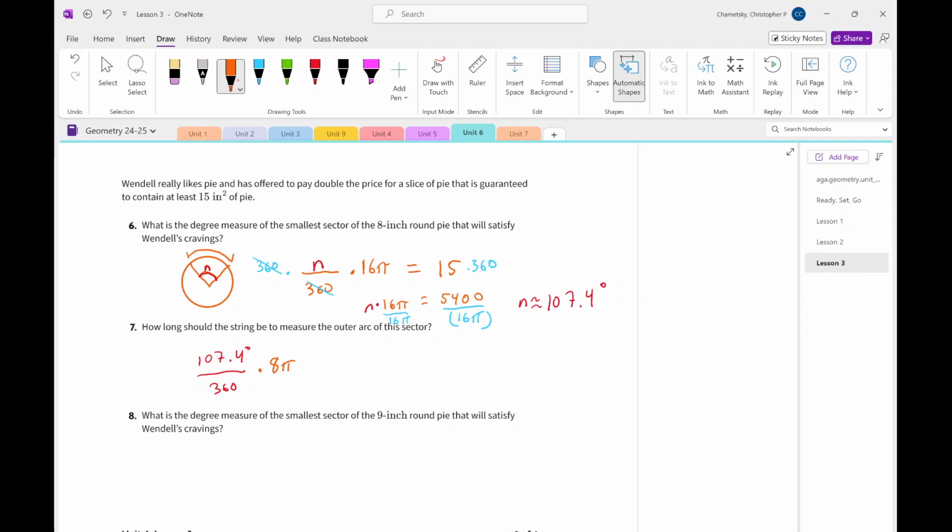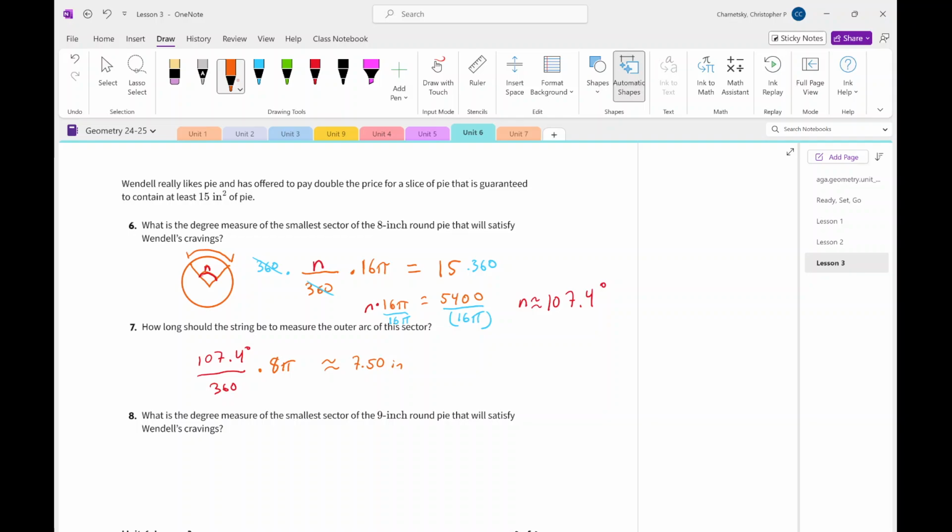along that outer edge. This is not going to divide our pie evenly, right? We're just trying to get this one big slice for our friend Wendell. So let's go ahead and try that. 107.4 over 360, all times 8 pi. And we're getting approximately 7.497, so really about 7.50 inches. That's how long our string needs to be along that arc.